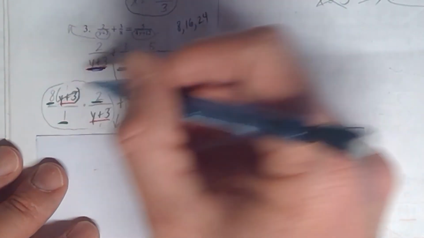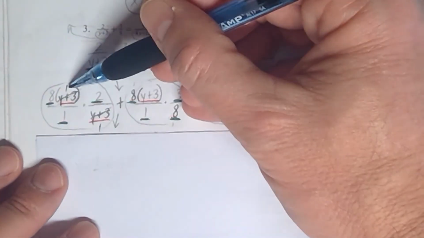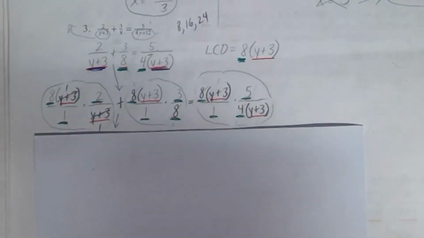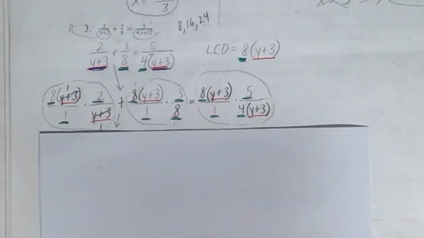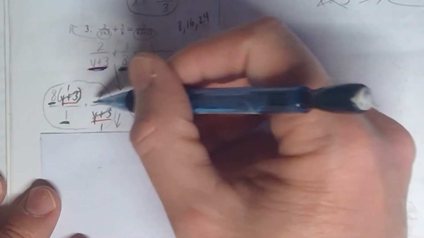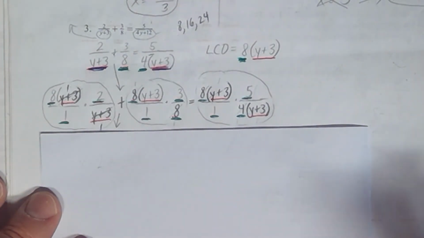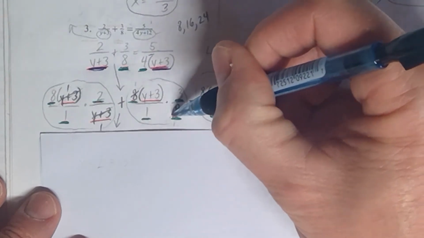The first one here, the y plus 3's cancel, and we get, other than not including the 1 here, you get 8 times 2 on top. And notice here that it's just a single term times a single term. You don't have the multiple term thing this time, so you can just multiply it. Okay, in fact, that's okay to do right now.